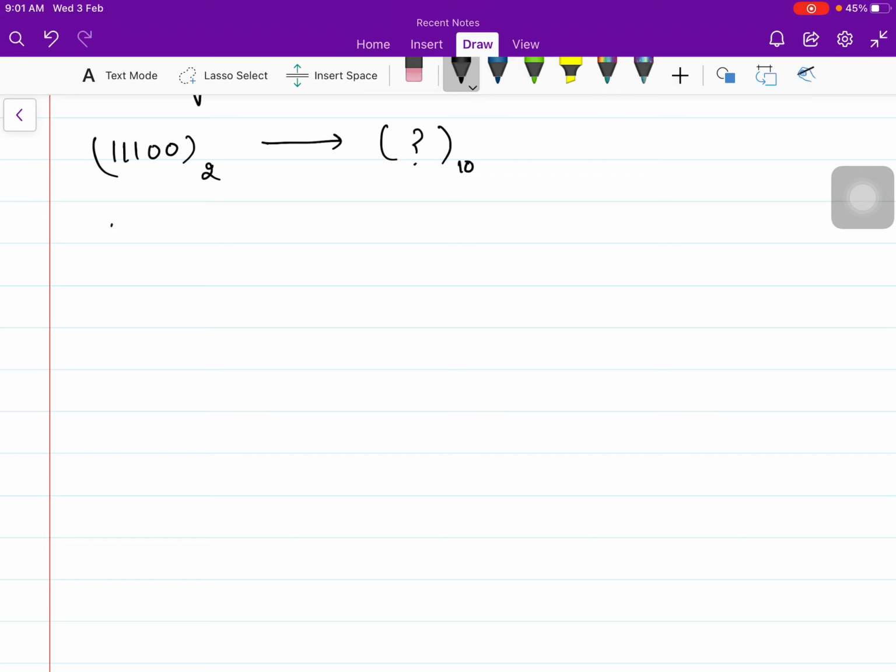The strategy is, this is your binary. There is no decimal point here. So you have to move in this direction, that is from right to left. And moving from right to left, the first digit that comes is 0. So 0 into 2 raised to the power 0 plus 0 again, 2 raised to the power 1. Then 1 into 2 raised to the power 2. So the power of 2 goes on increasing.